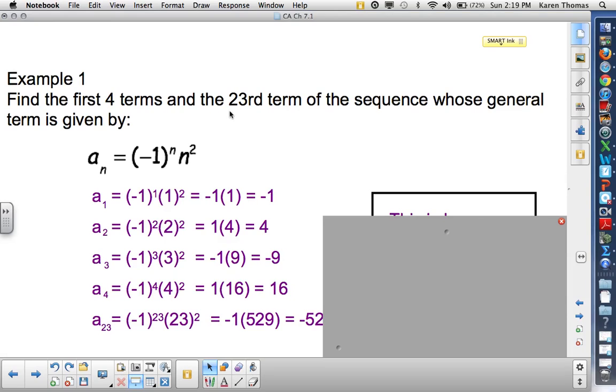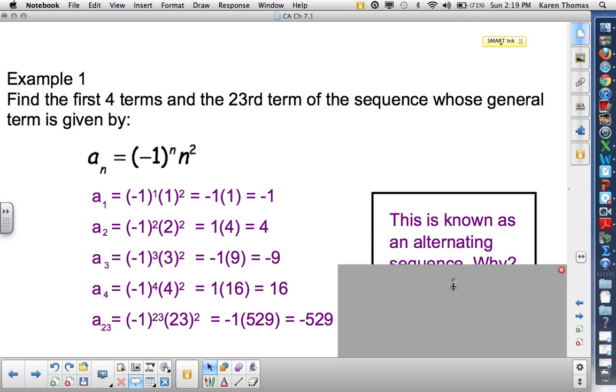The next part of the directions on this particular problem says to find the 23rd term of the sequence. So I'm simply going to put 23 in for n and simplify. I get -529.